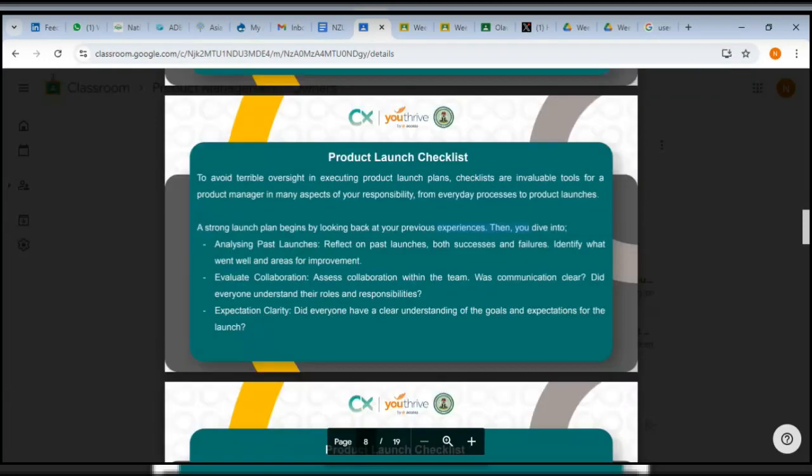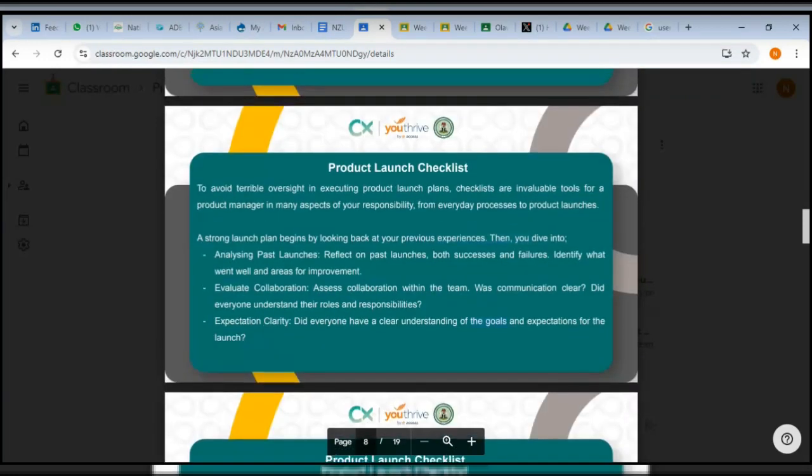To avoid terrible oversight in executing product launch plans, checklists are invaluable tools for a product manager in many aspects of your responsibility, from everyday processes to product launches. Okay, so something I do when I am performing in my role as a product manager: every day I have a list of the things that I want to achieve for my products, right?